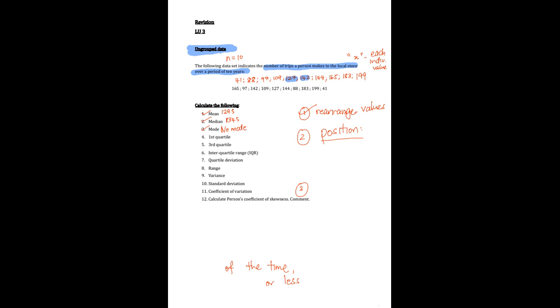Okay, so we're on the first quartile. As I said, this is known as Q1 as well. So remember, quartiles split your data set into 4 equal parts. Now, we only look at Q1 and Q3.